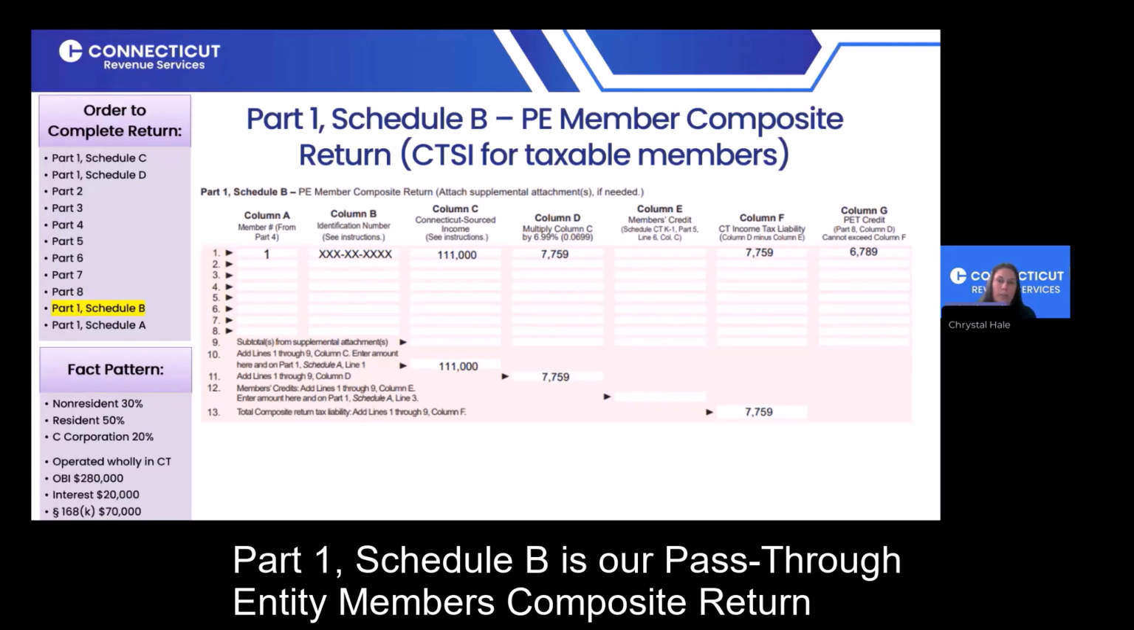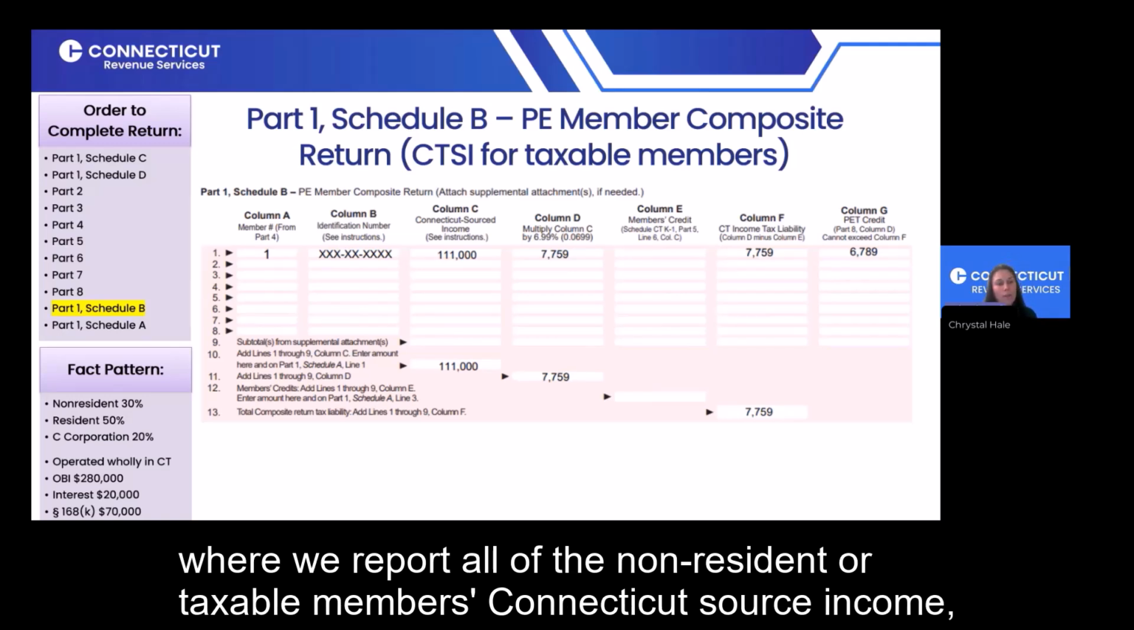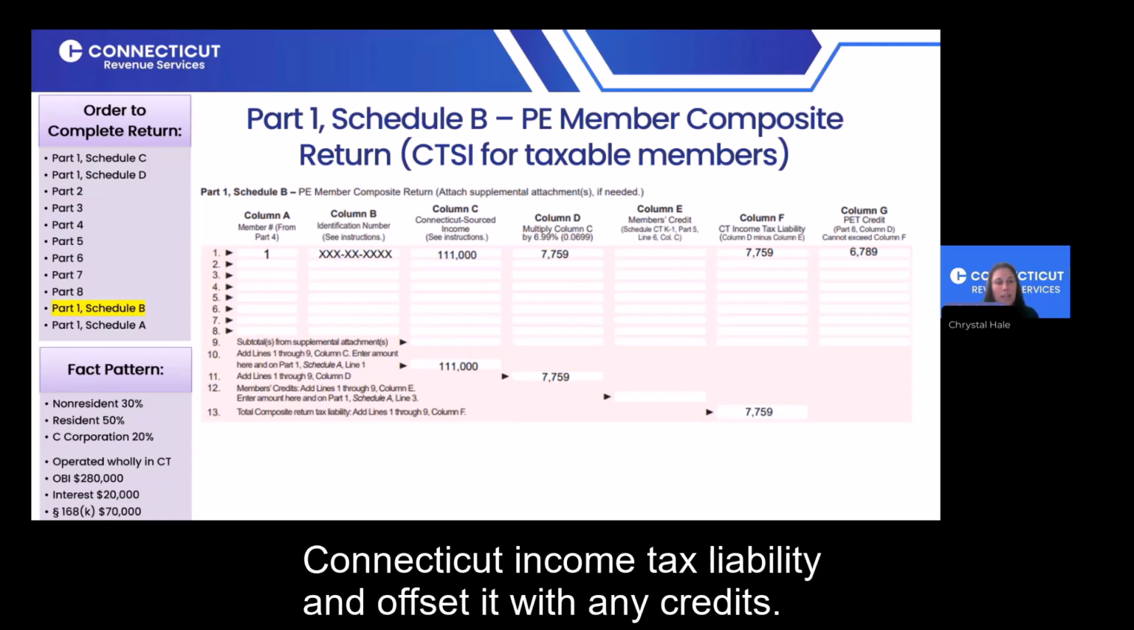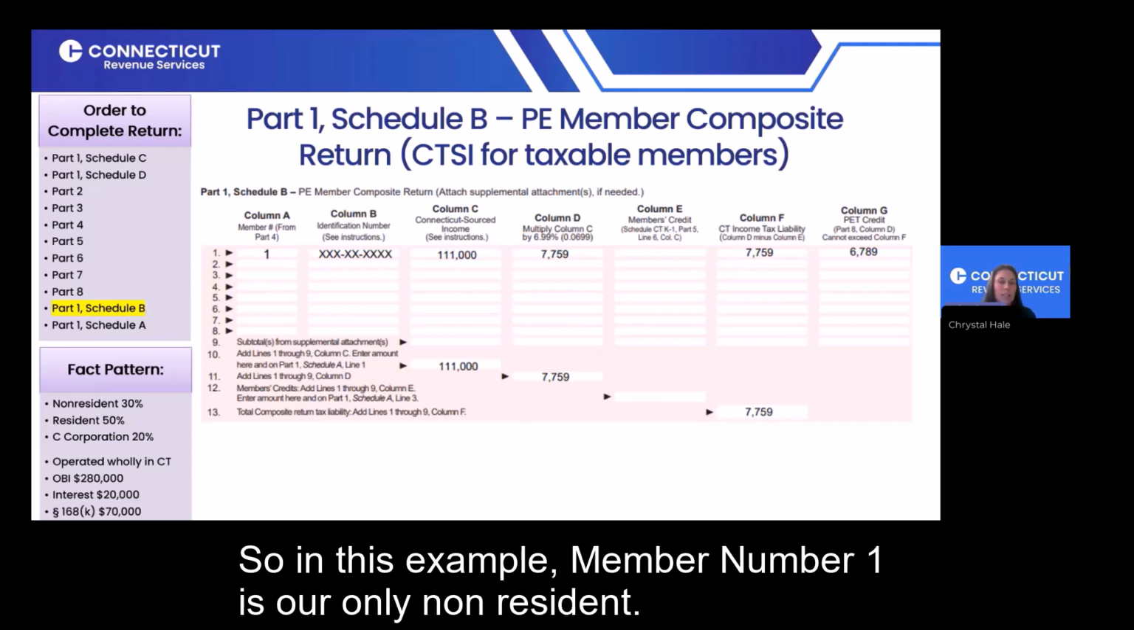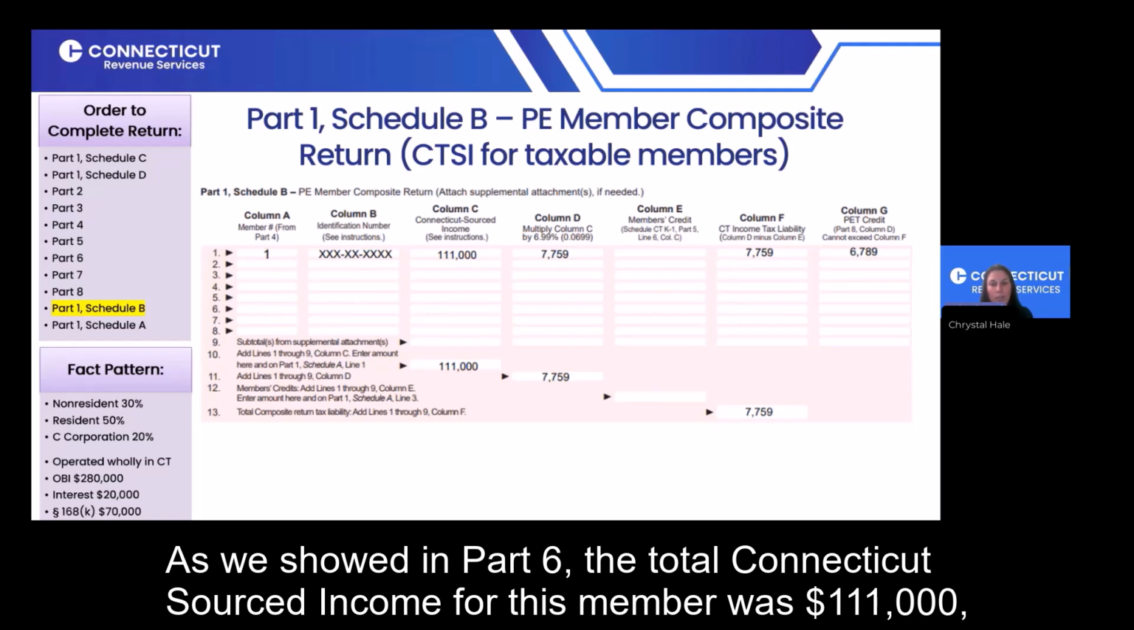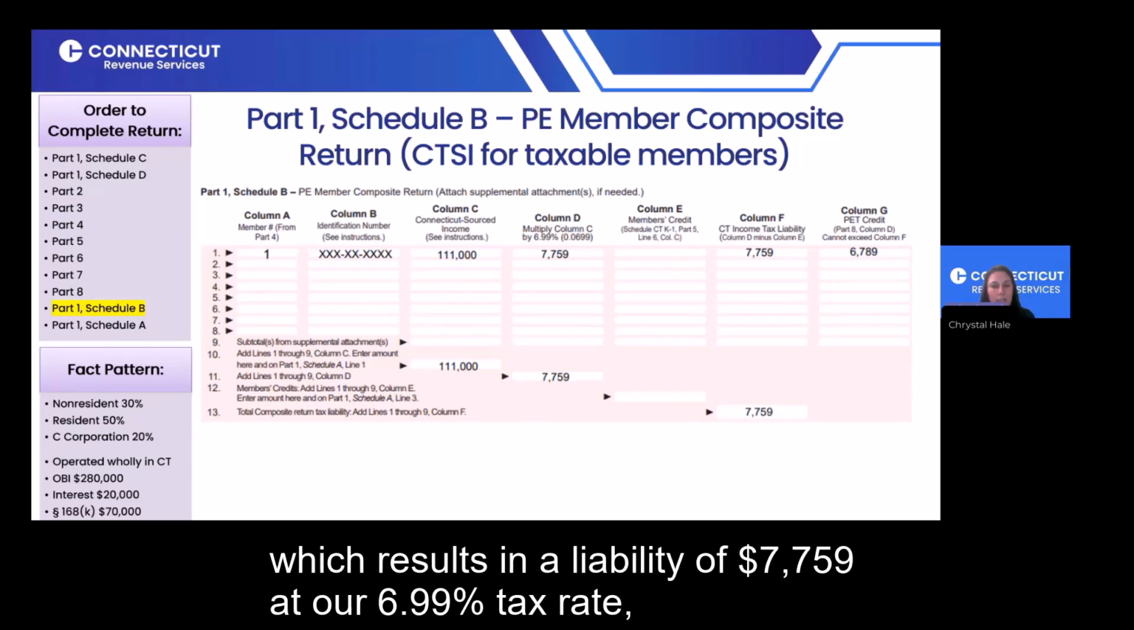Part 1 Schedule B is our pass-through entity members' composite return, where we report all of the non-resident or taxable members' Connecticut source income, Connecticut income tax liability, and offset it with any credits. So in this example, member number 1 is our only non-resident. As we showed in Part 6, the total Connecticut source income for this member was $111,000, which results in a liability of $7,759 at our 6.99% tax rate.